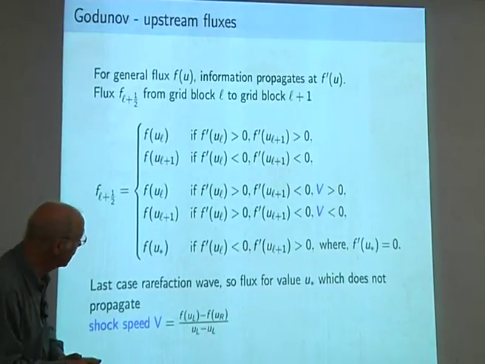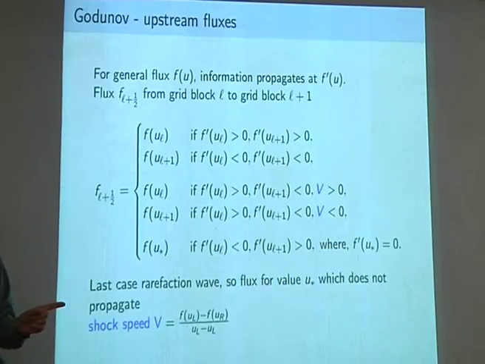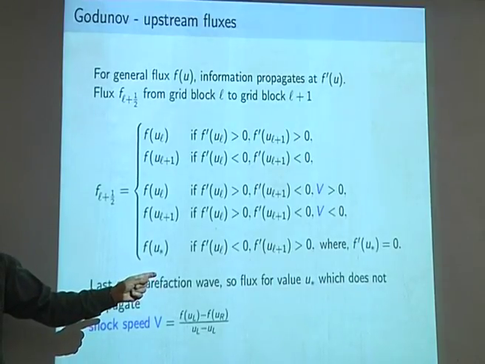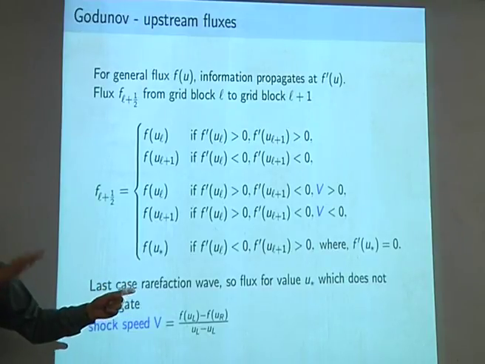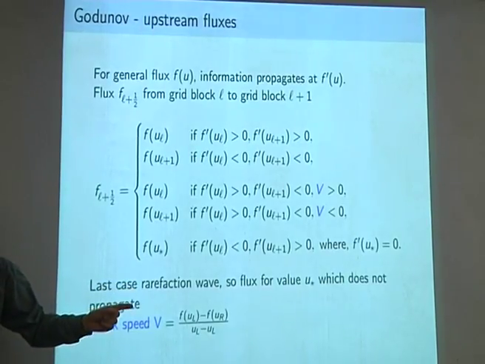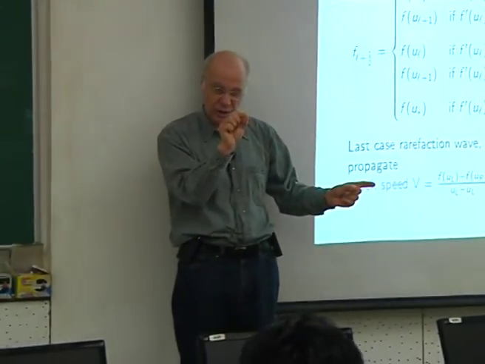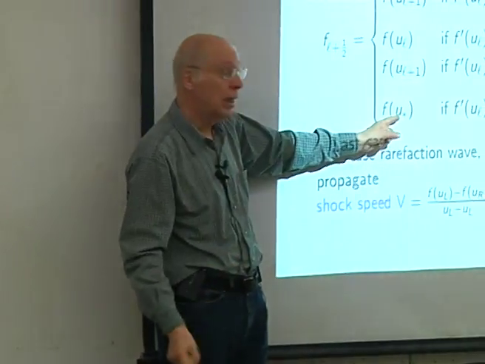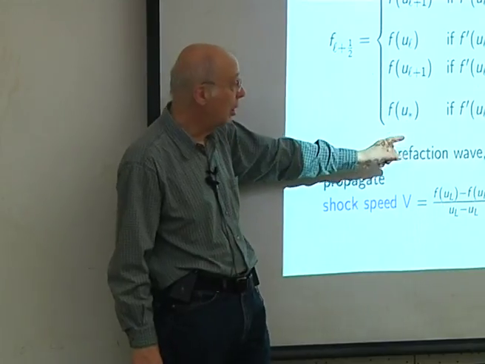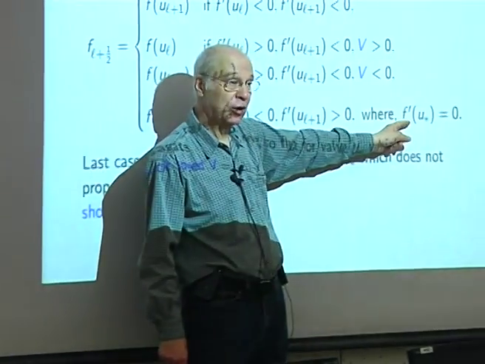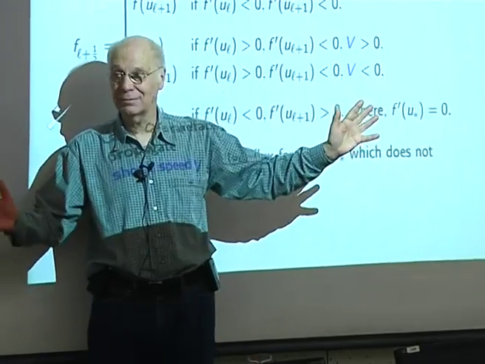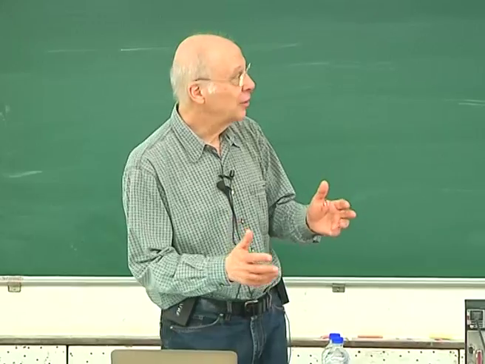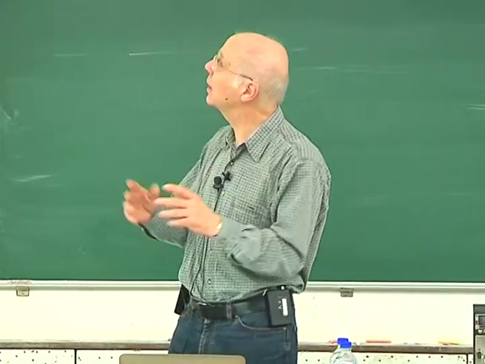And then you have another disaster. It may be that the information is propagating that way and that way. In which case it's telling you you've got a rarefaction wave here, and the value of the flux you want is such that the information here is not propagating. So you want the flux according to a magic value of U star, where the information corresponding to the value U star is not propagating. It's quite complicated. If you're going to have a general law, the flux F depends on U in some complicated nonlinear manner.